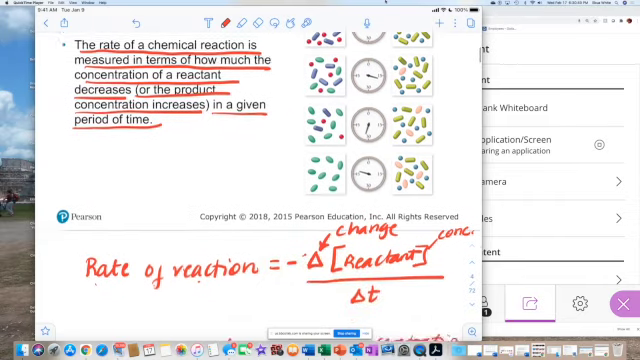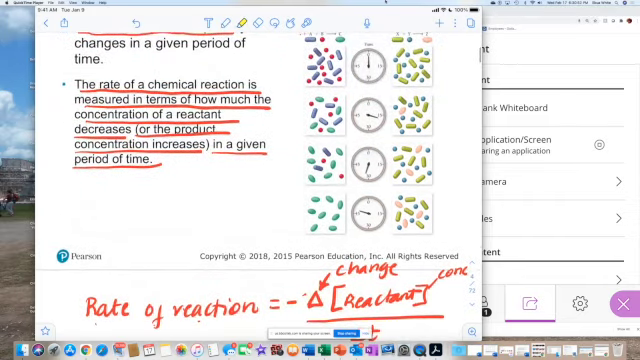So I'm starting with the definition, this first one here. Let me highlight it. They changed these icons, I'm trying to get used to them. In the first one, we're told the rate of the chemical reaction is measured in terms of how much the concentration of the reactant decreases.